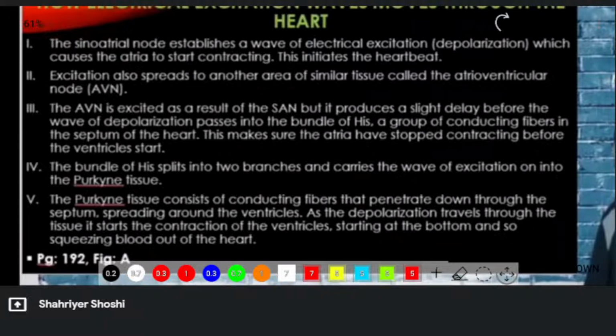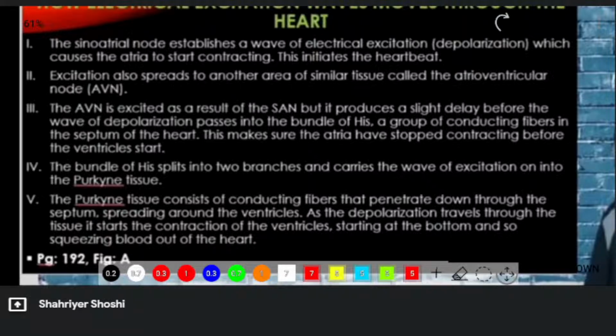Excitation also spreads to another area of similar tissues called the atrioventricular node, the AVN. Now, you should be able to distinguish between these two terms, the SAN and the AVN. What is SAN? Sinoatrial node. And AVN? Atrioventricular node.